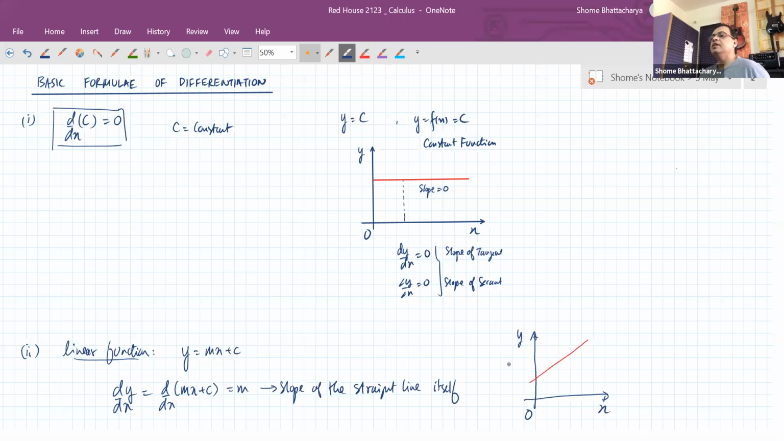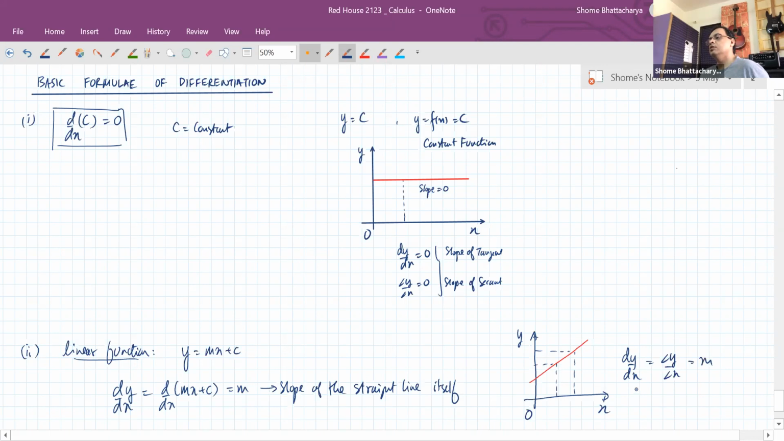So whether we draw the tangent line at a particular point or we draw the secant line between 2 points, we can see that the slope is the same. So dy by dx will be the same thing as delta y by delta x, which will be equal to m. So the slope of the tangent drawn at any point is equal to the slope of the secant line, which is equal to the slope of the line itself. Okay. So far you would have found it very easy.